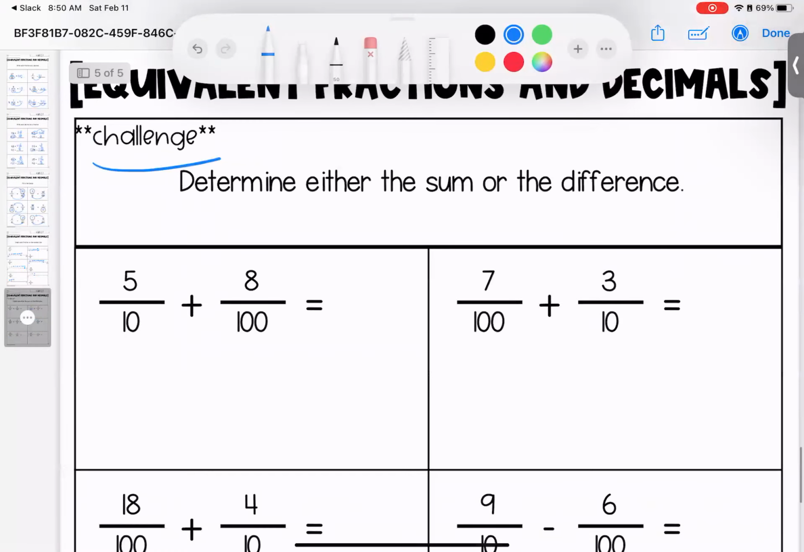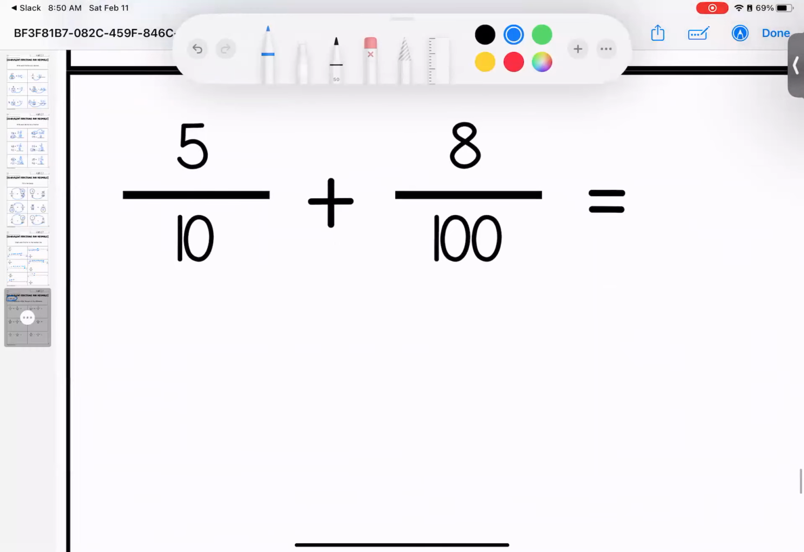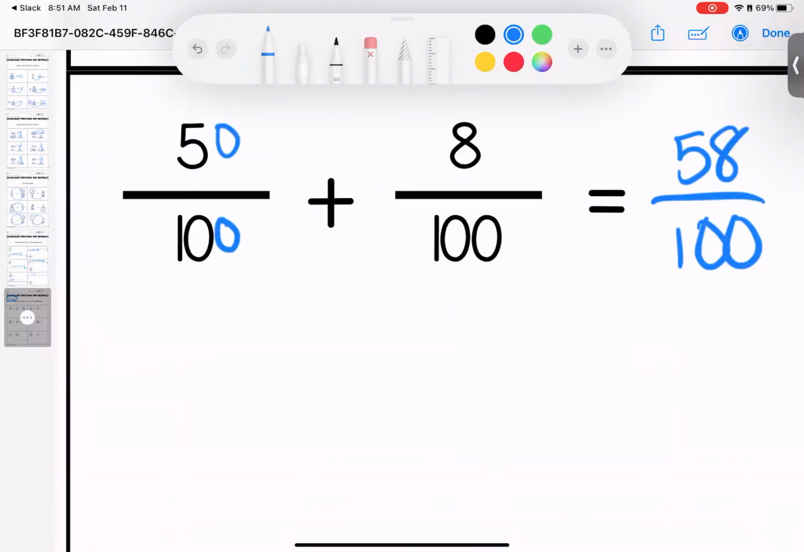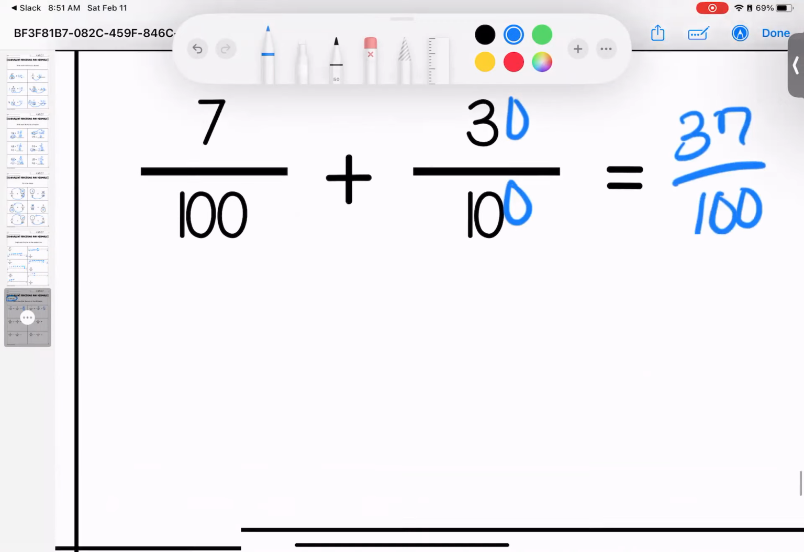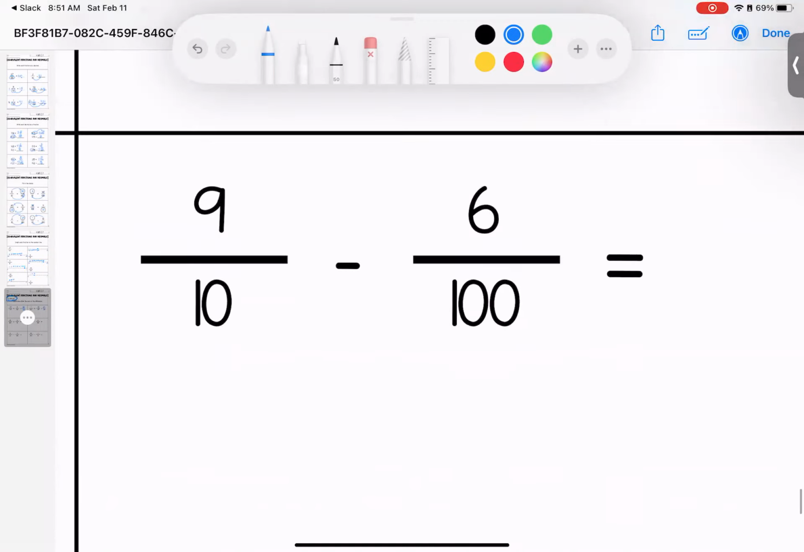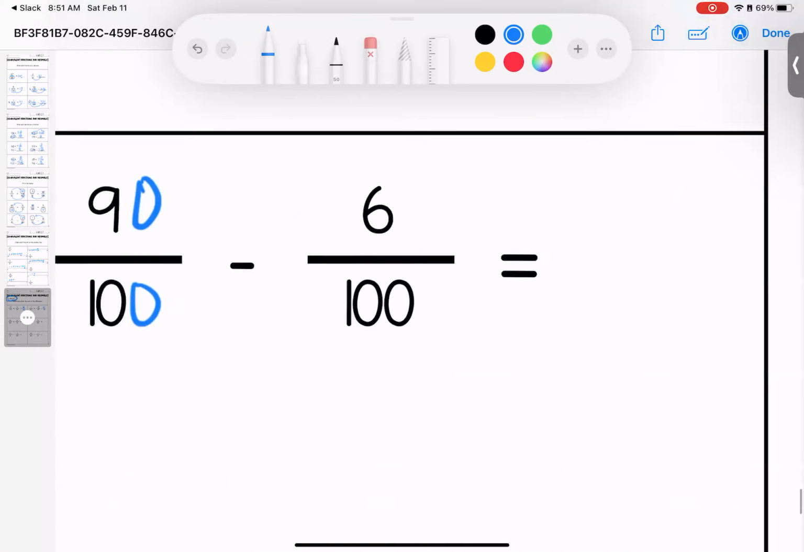All right, sweet faces. The challenge. This is a challenge. Determine the sum or difference. Well, first, make a match. Add them up. Remember, don't change the denominator. 50 plus 8, 58. Make a match. 7 plus 30, 37. Don't change the denominator.